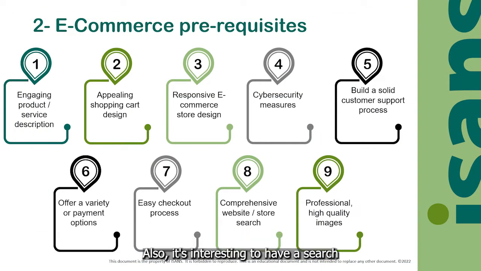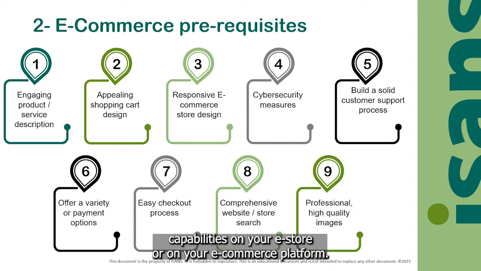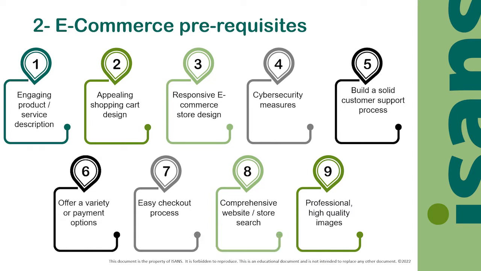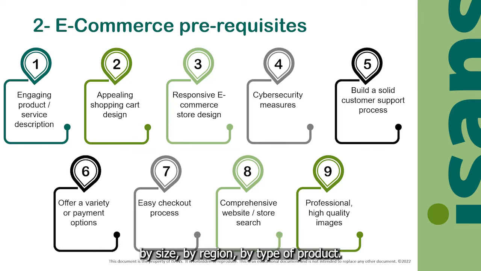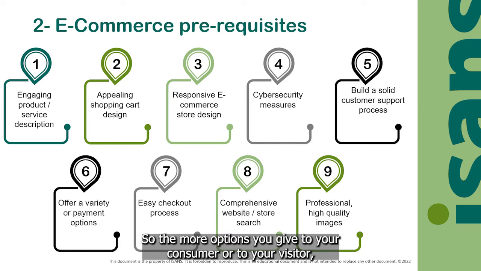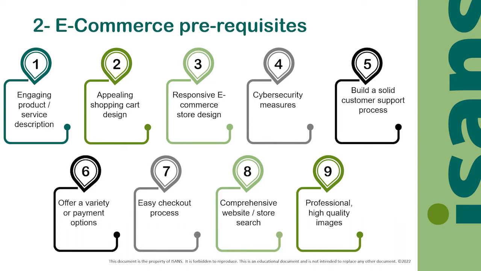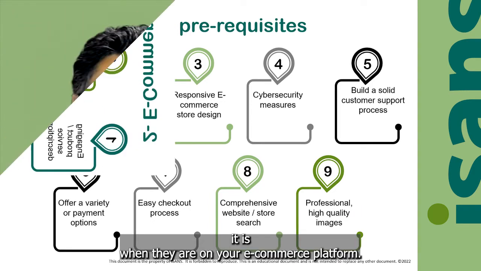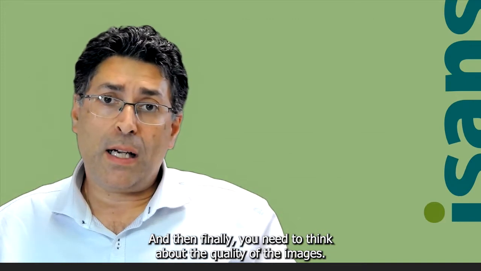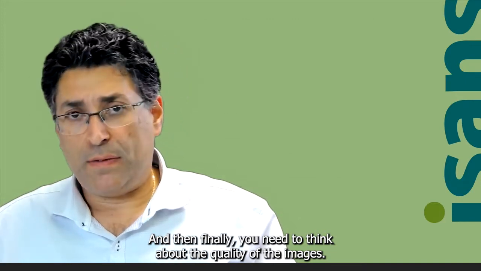Also, it's interesting to have search capabilities on your e-store or on your e-commerce platform. We all know that we would like to search sometimes by color, by size, by region, by type of product. So the more options you give to your consumer or to your visitor, the better it is when they are on your e-commerce platform. And then finally, you need to think about the quality of the images.